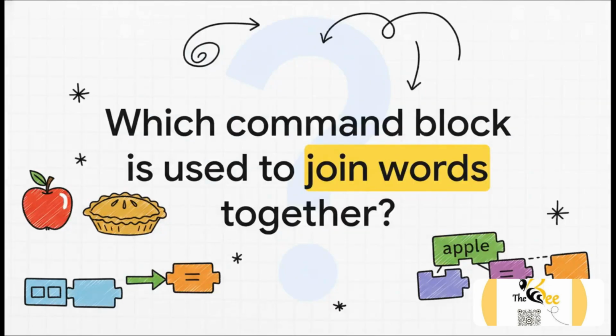All right, next question up. So you're not dealing with numbers, you're working with words. You've got the word apple and you've got the word pie, and you want to squish them together to make apple pie. What tool do you reach for?